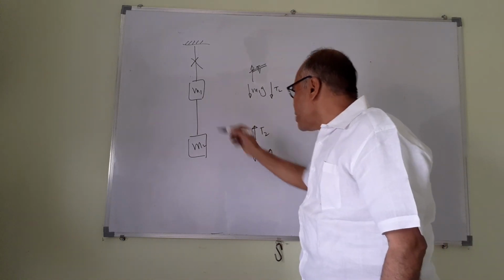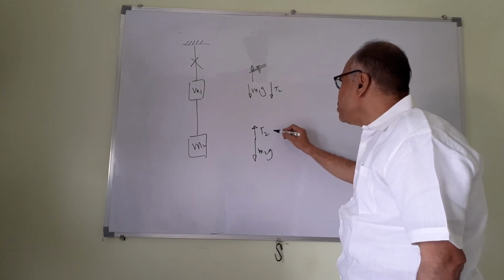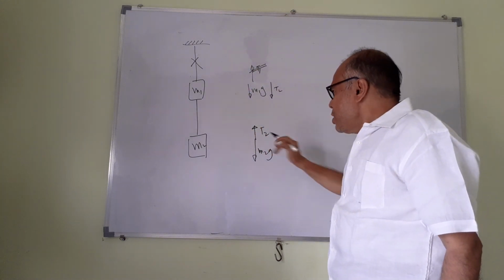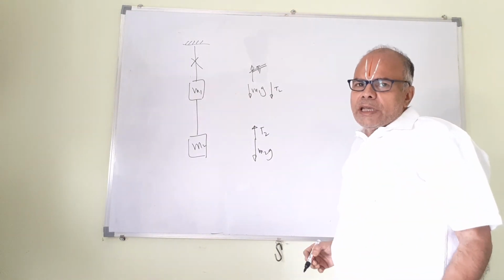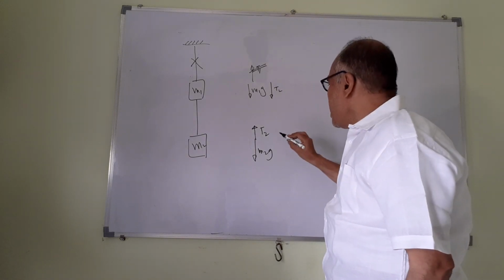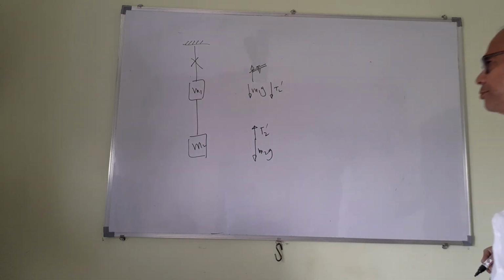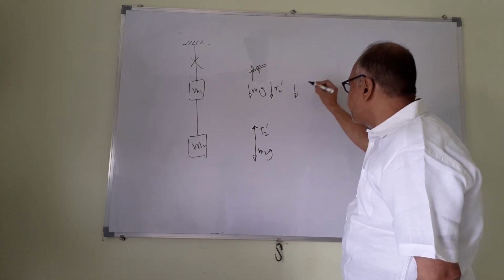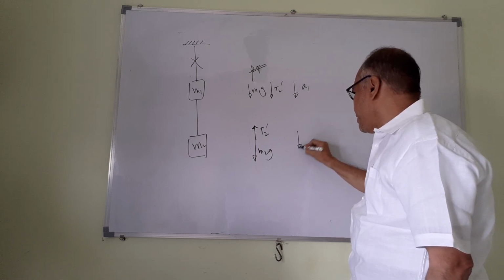Now because this is a string, I know initially T2 was equal to m2g. But after I cut the string and the situation changes, I am not sure whether T2 will still remain m2g, because the tension in the string can instantaneously change. So therefore, let us say it has become some T2 dash. Now let's write the force equation. Let this have an acceleration a1. Let this have an acceleration a2.